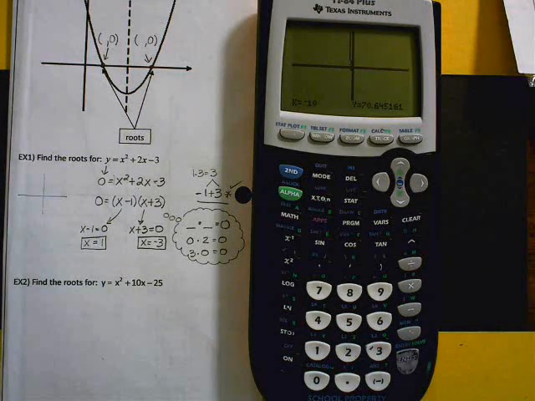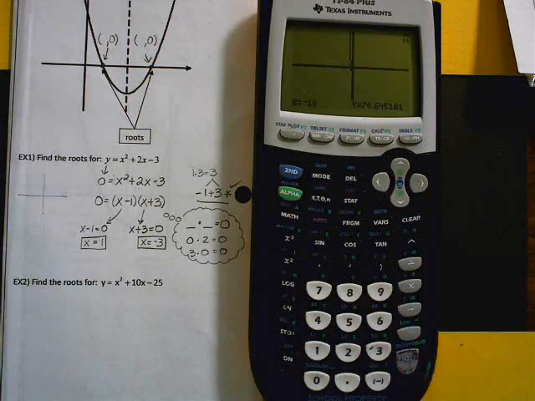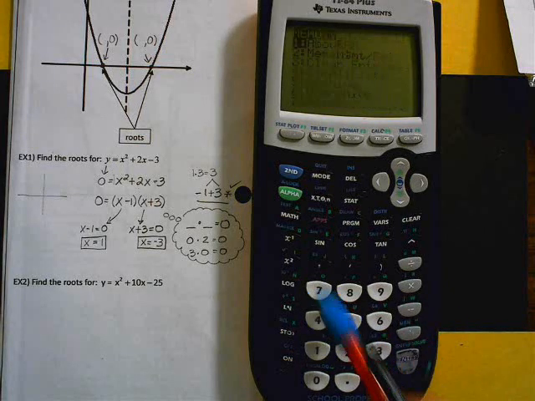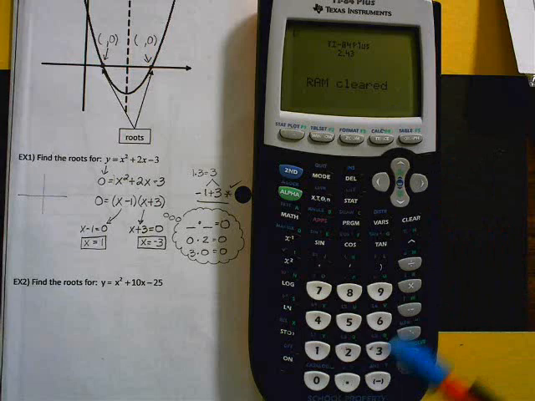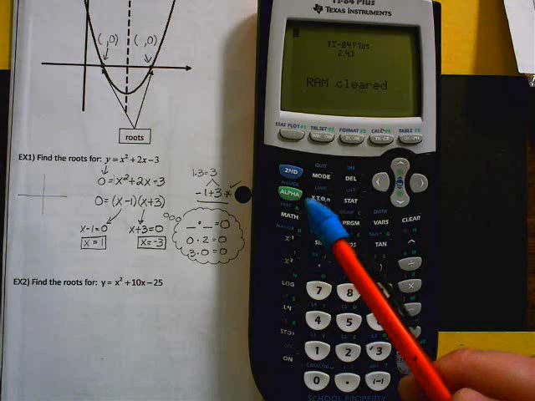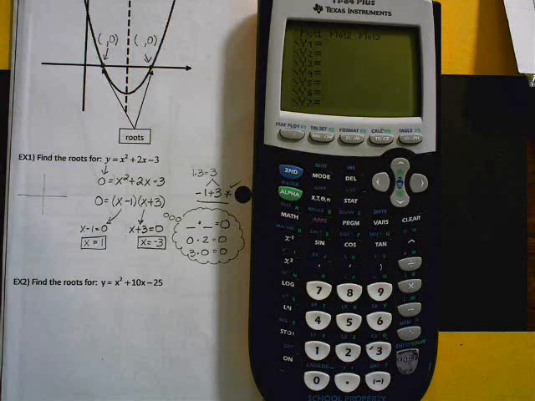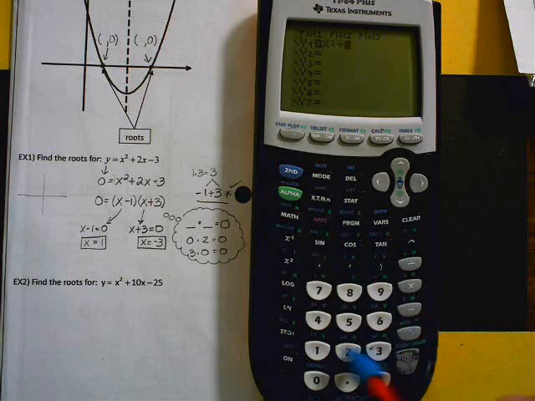Alright, so let's press second, and then memory, and then 7, 1, 2. What that does is clear the memory of the calculator. Then we're going to press the letter Y, which is right here, and enter our function, which will be x squared plus 2x minus 3. So that's our function.